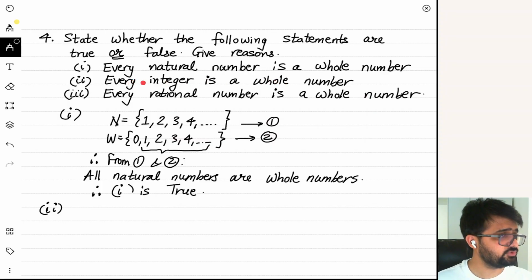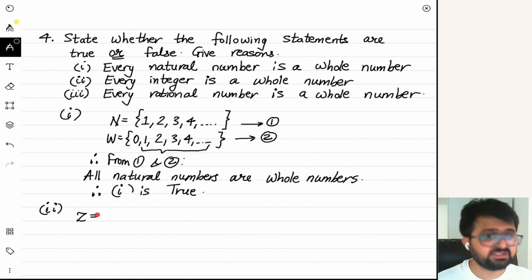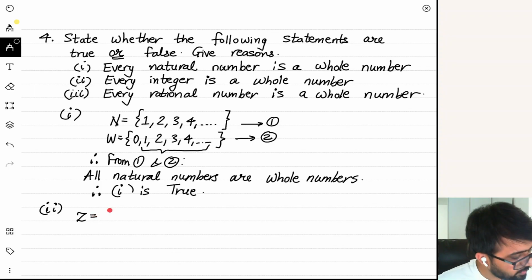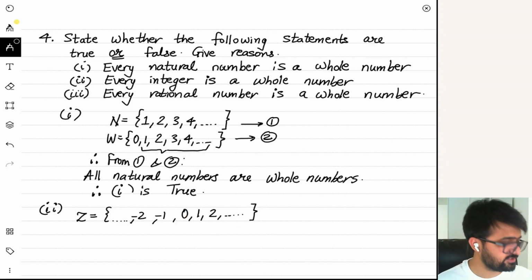Let's see if it's true or false. To start this, let's first write integers down. We know integers are denoted with Z, as we discussed in our previous video. Now, integers contain positive numbers, negative numbers, as well as the number zero. So the positive numbers 1, 2, 3, 4, and so on, negative numbers -1, -2, -3, and so on, and the number 0.